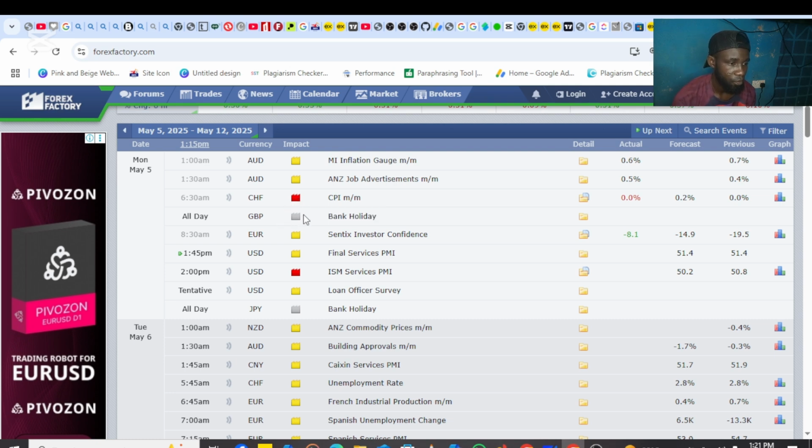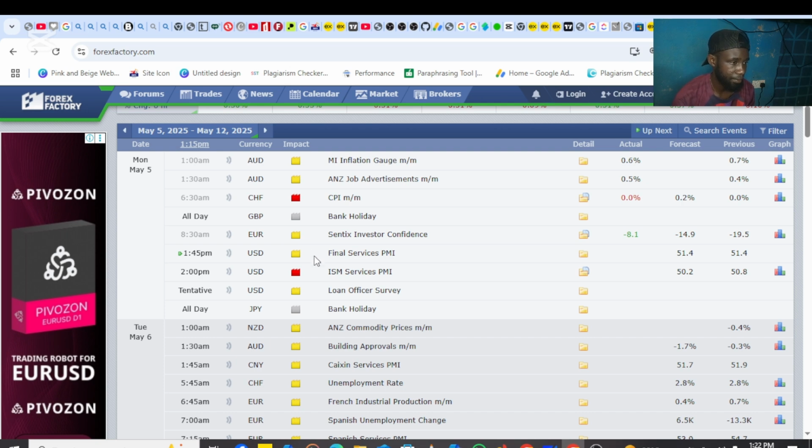Okay, if we see this ash color over here, it means bank holiday. That currency pair is on bank holiday. The market will not move strong as we expected. It will be choppy, consolidating throughout the day because there was a bank holiday.